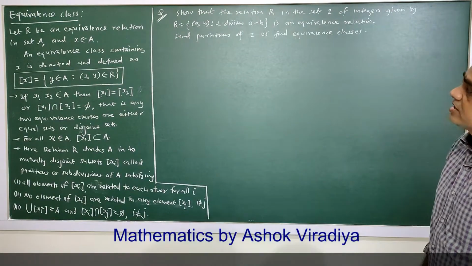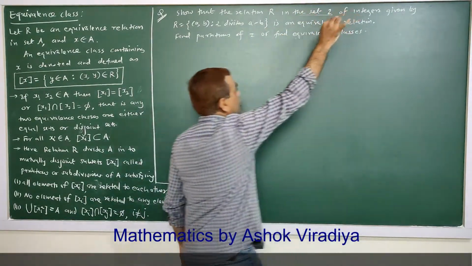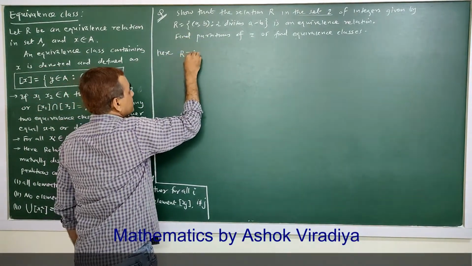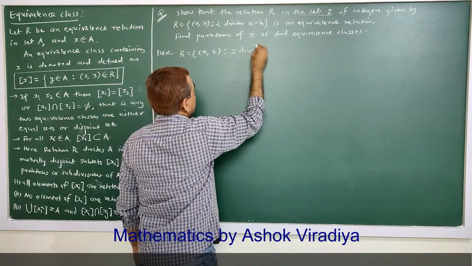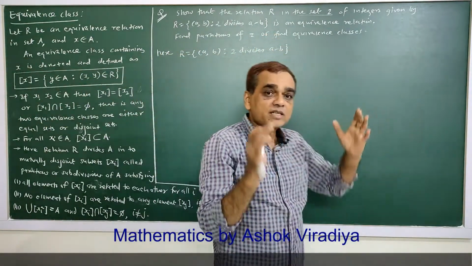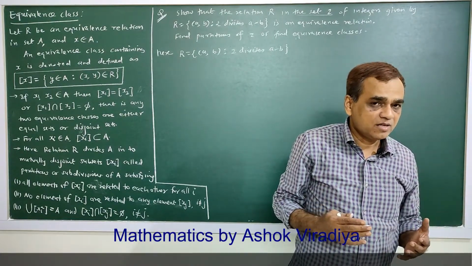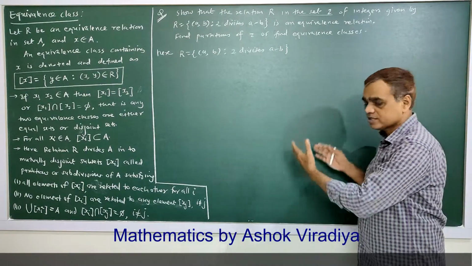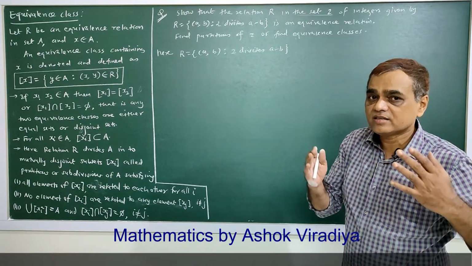So here the first part of the question is, show that the relation R in the set Z of integers given by R is equal to the set of ordered pairs (a, b) such that 2 divides a minus b. Show that this is an equivalence relation. This is the first part of this question, and we already discussed what an equivalence relation means. So to show that this relation is an equivalence relation, we shall prove that it is reflexive, it is symmetric, and it is transitive.